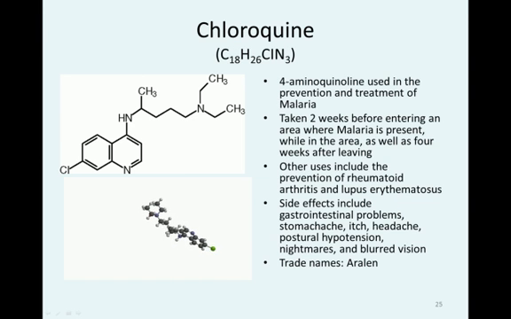Chloroquine, a 4-aminoquinoline, is used in the prevention and treatment of malaria. Taken 2 weeks before entering an area where malaria is present, while in the area, as well as 4 weeks after leaving. Other uses include the prevention of rheumatoid arthritis and lupus. Trade names: Aralen.